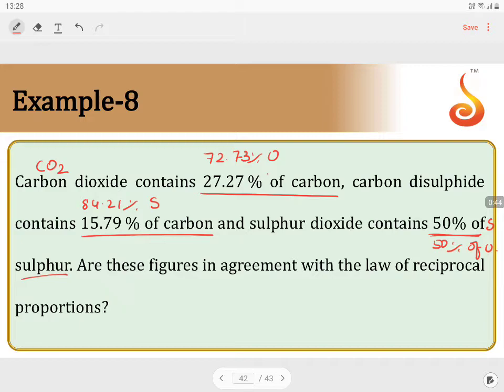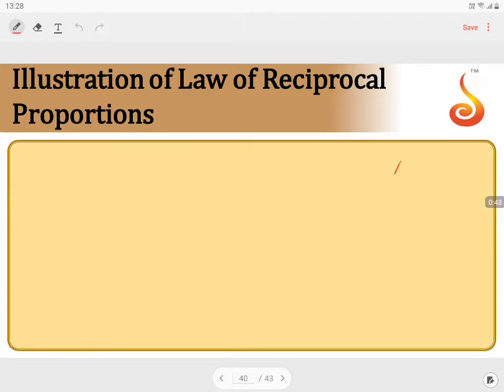Okay, let us try to understand this law of reciprocal proportions. If you have a triangular relationship, if I take the carbon at one corner, sulfur at one corner and oxygen at one corner, carbon and sulfur combine to form carbon disulfide. Carbon and oxygen combine to form carbon dioxide. Sulfur and oxygen combine to form sulfur dioxide. Here we have three elements which are combining.